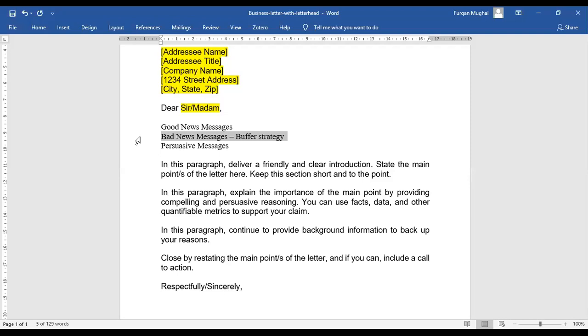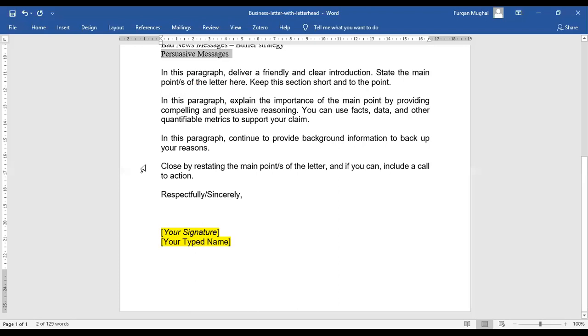But when we talk about persuasive messages, they are also very direct, because you show a problem that you're facing and then you talk about different kinds of solutions that you're anticipating, or you request some solutions that they can provide you. You write this information in short paragraphs in the letter. Then you have the complimentary clause, where you say respectfully or sincerely, and then you have your name and signature. So this is the format of a letter.